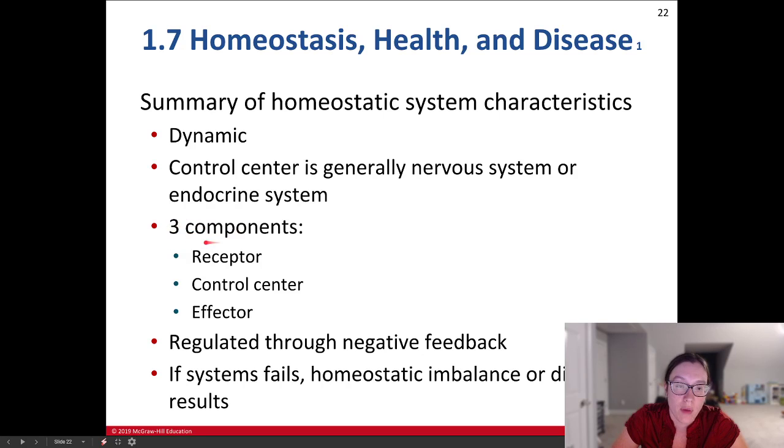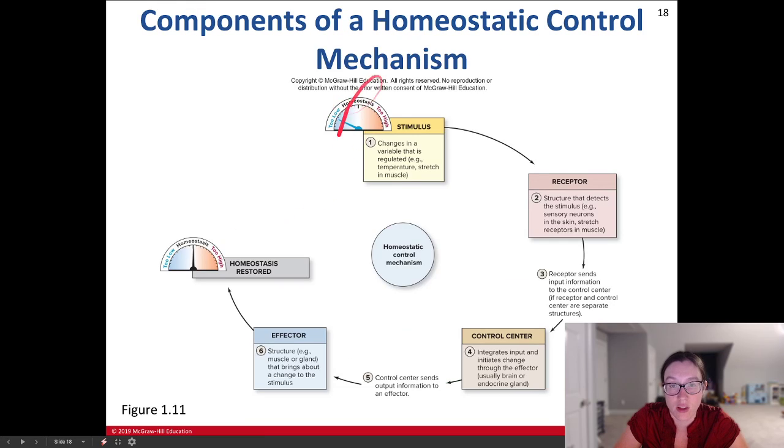And we have the three components. Whenever we say these are the three components of the homeostatic control system, almost always we talk about the stimulus first. So if you remember this guy up here, we talk about what the stimulus is. So what causes a change in that variable, or what is the change in that variable that's regulated? And then we talk about the receptor, which is the structure that detects the stimulus, then the control center, and then the effector.